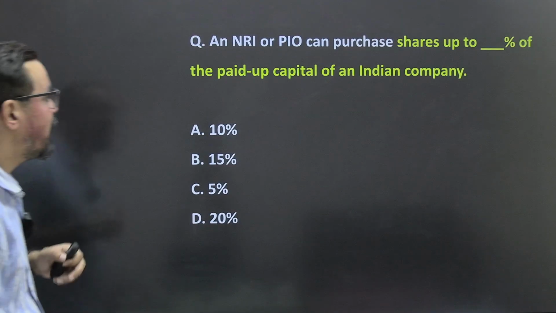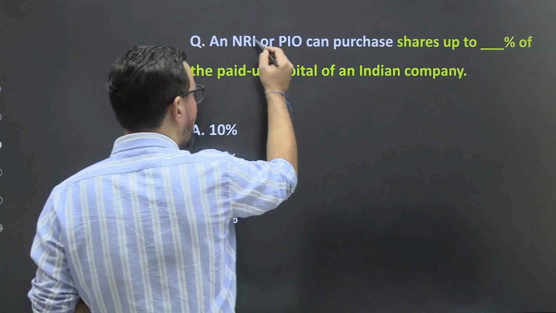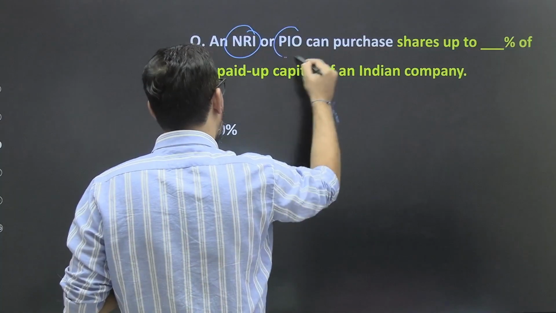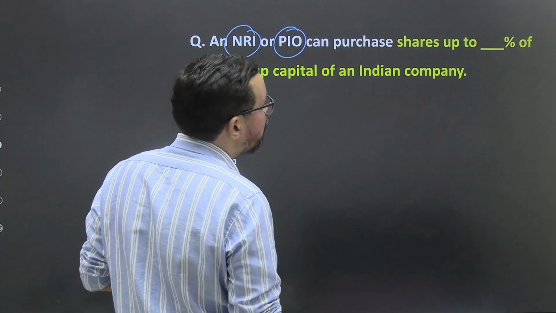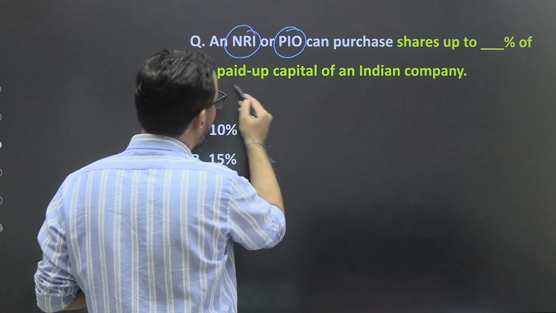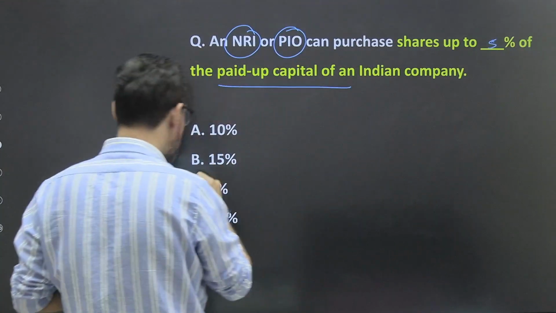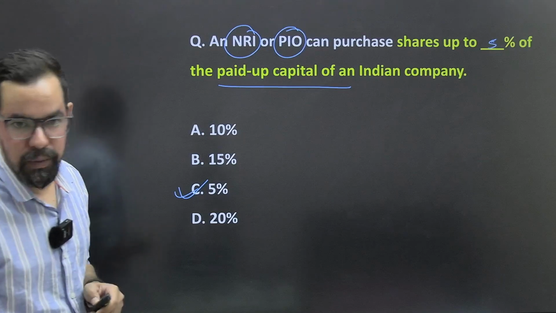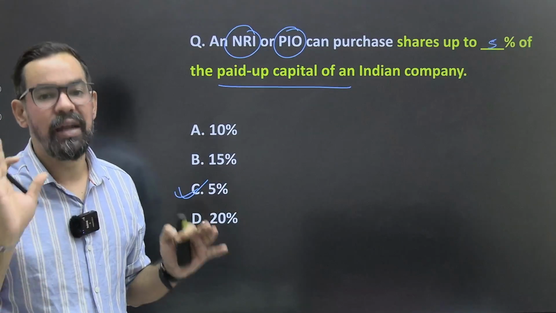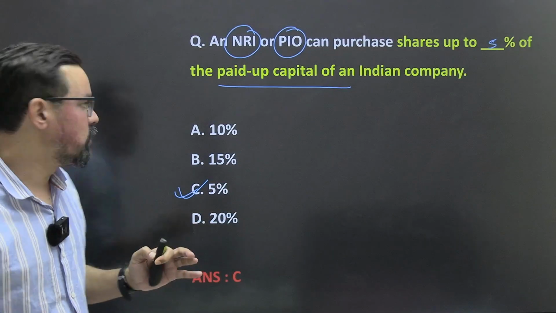Okay? An NRI, or non-resident Indian, or person of Indian origin can purchase shares up to dash of the paid up capital of an Indian company. So what is the percentage? 5%. Okay? So as an individual 5%, or as a group as a whole 10%. So 5% and 10%, do remember this one.